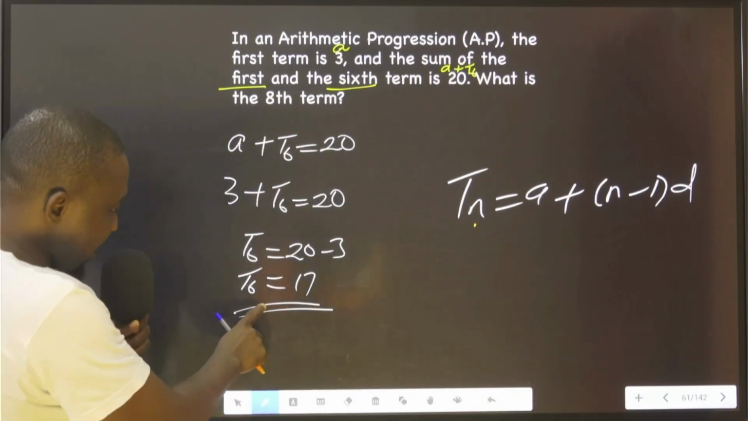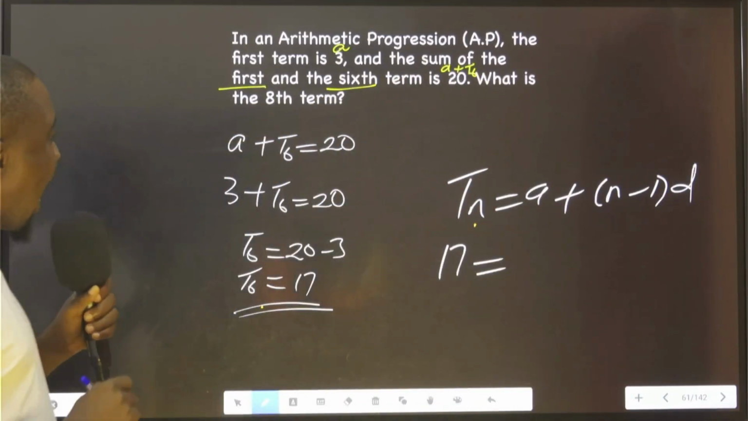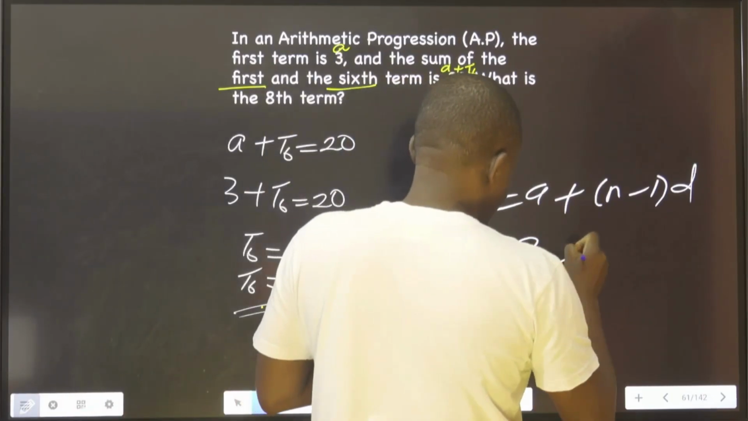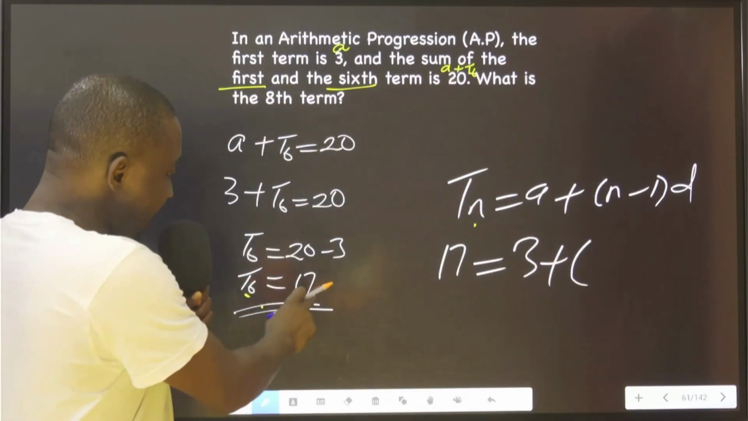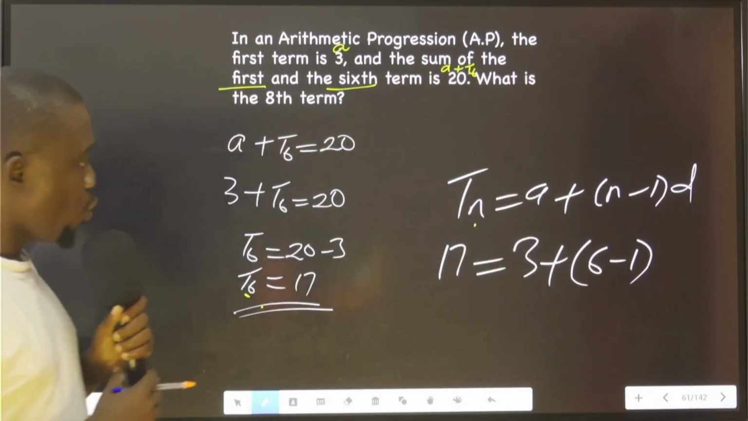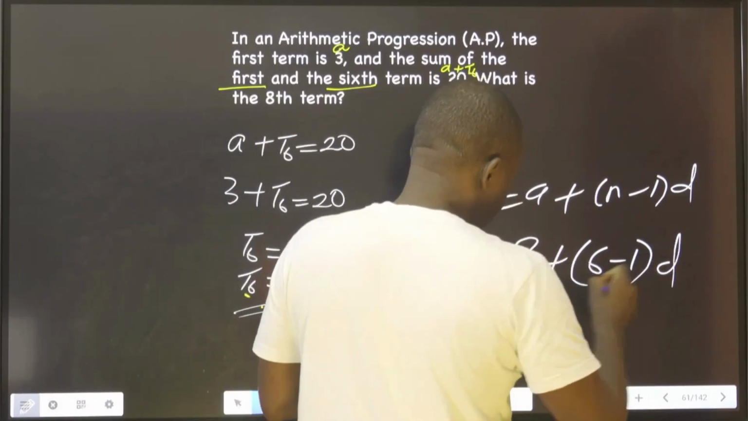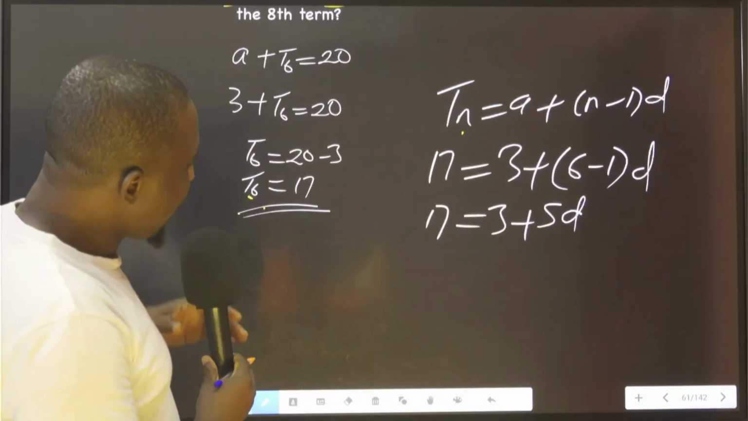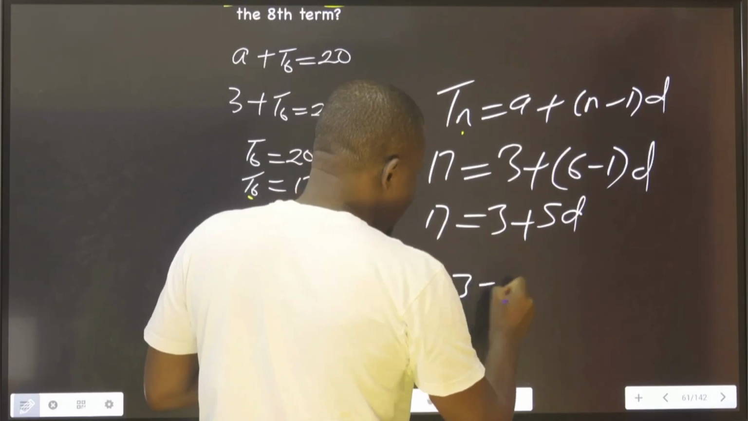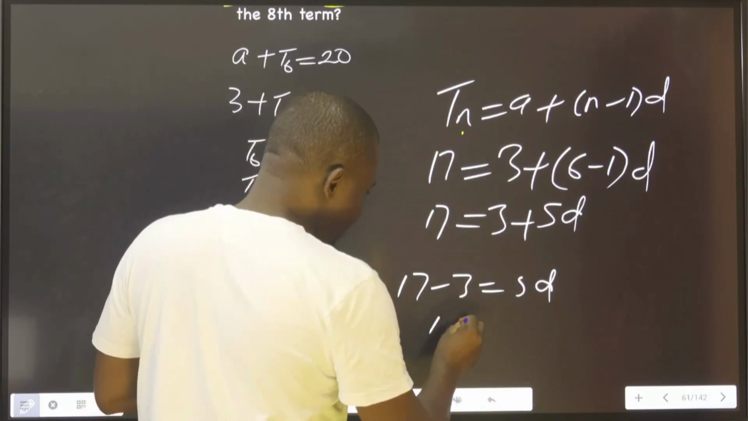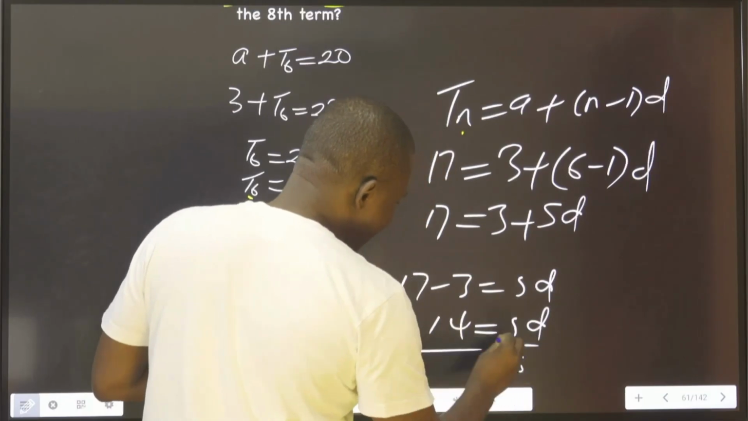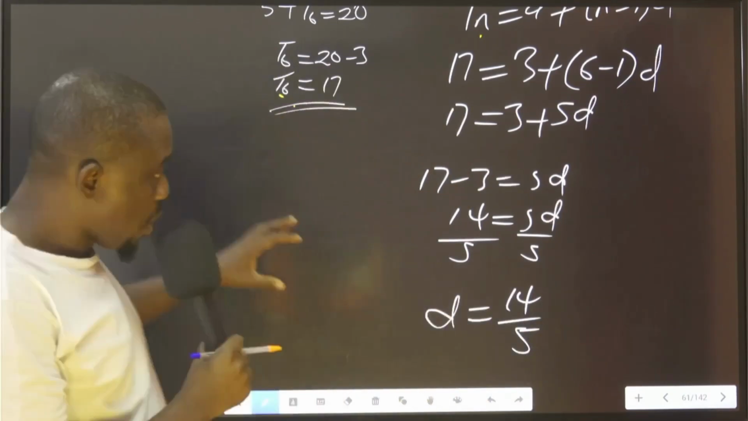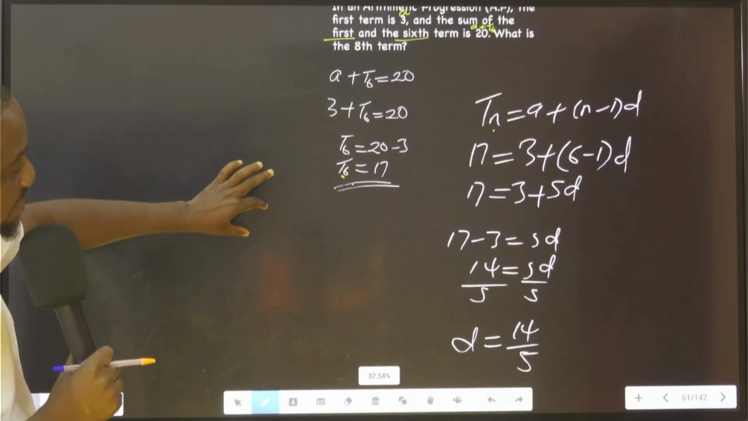Now we have this sixth term, 17. And the first term we know as 3. This is the sixth term. The common difference we don't know. That's what we are looking for. Therefore, this is 3 plus 5d equals 17. You agree with me if I move this here, 17 minus 3, 5d. This will give us 14, 5d. Divide both sides by 5. You agree with me this equals 14 over 5. Now we have d as 14 over 5.